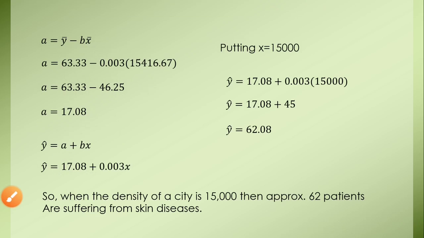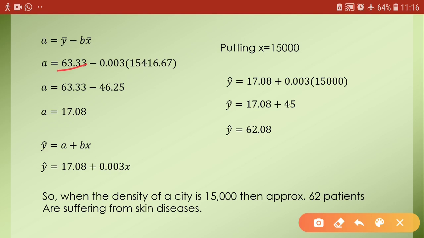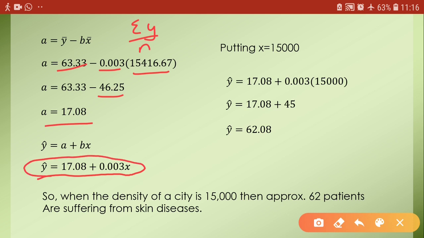Now that b is 0.03, let's find a. Yes, a is y bar minus b x bar. You know how to find y bar? It's sigma y upon n. So y bar is 63.33 minus b. You have found b in the previous step itself. So 0.003 into 15416.67. If you multiply b into x bar, it's 46.25, so a is 17.08. So your y cap is 17.08. So we have found the regression line y on x.